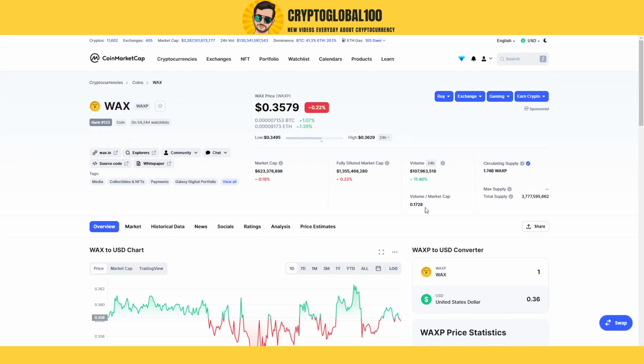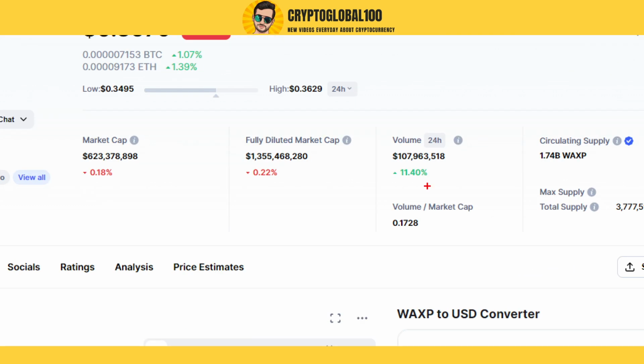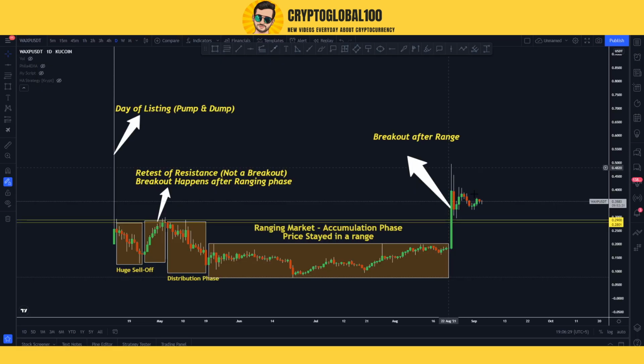Okay, first I'm going to take a look at the coin market cap for the volume. The volume is 11% up, and let's find out the phases of the market. These days I'm more prone towards the phases of the market. I'm reading these things, so I want you to learn this as well.